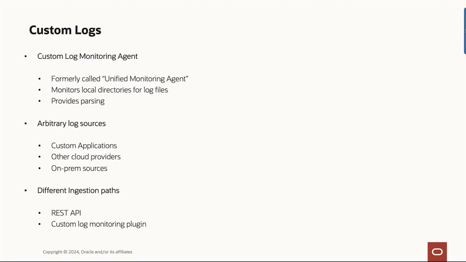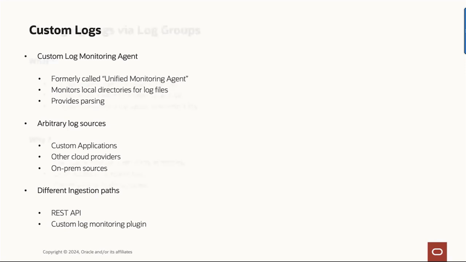One important point here: you might be thinking there may be some custom applications where you are not allowed to deploy agents. In that case, you can still push logs from your custom applications to OCI using REST API endpoints if you don't want to go through the agent route. That is one thing you can keep in mind.